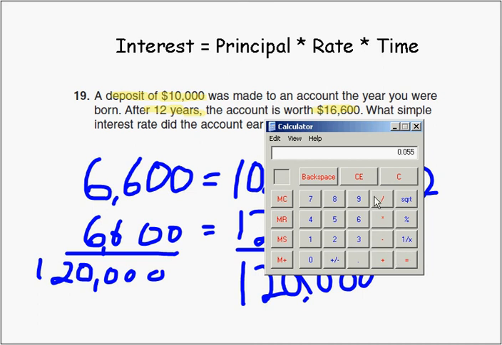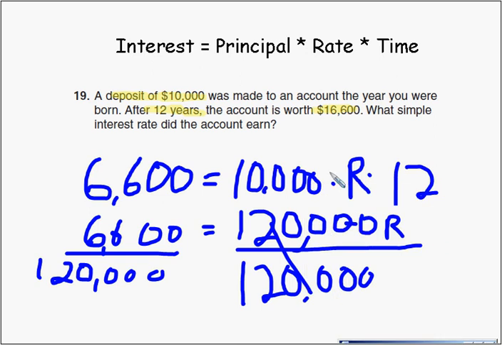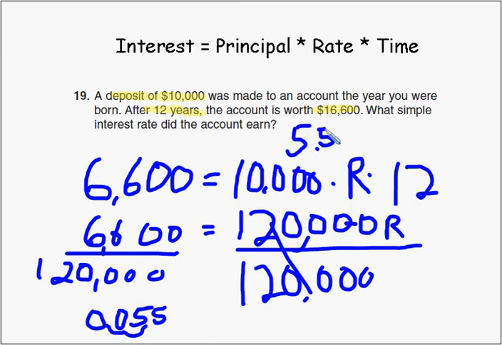That's equal to 0.055. So it's 0.055. The rate is indicated as a percentage. So I have to move this 2 to the right. 1, 2. So it's 5.5%.